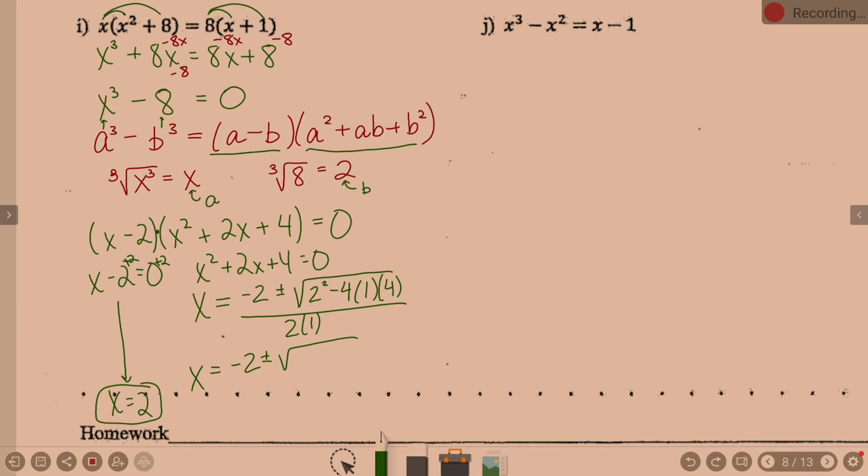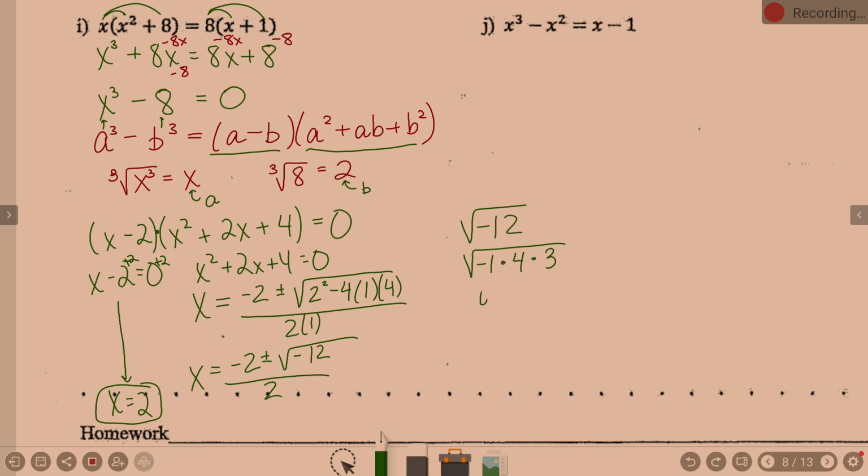Negative 2 plus or minus. Under that radical, I ended up with 4 minus 16, which is negative 12, all over 2. Negative square root, guys. What's that going to mean about my answers? You have an i. Yeah, side note real quick. Square root of negative 12. There's a negative 1. And what else does 12 have in it? I don't like 2 and 6. 4 and 3. 4 and 3 because 4 is a perfect square.